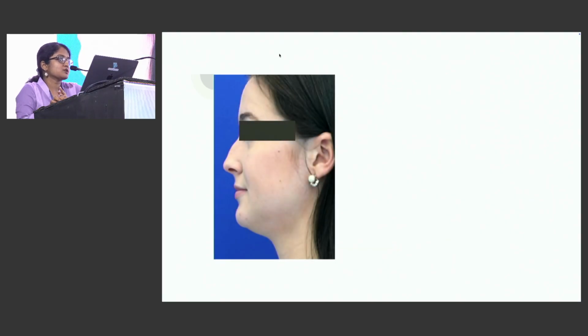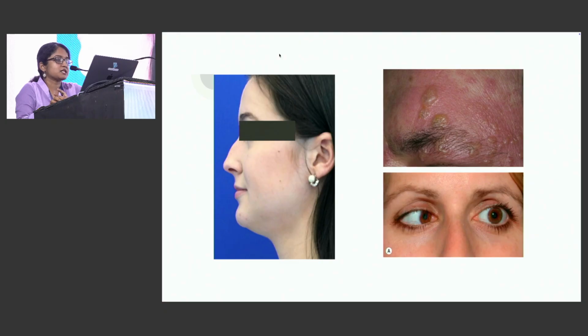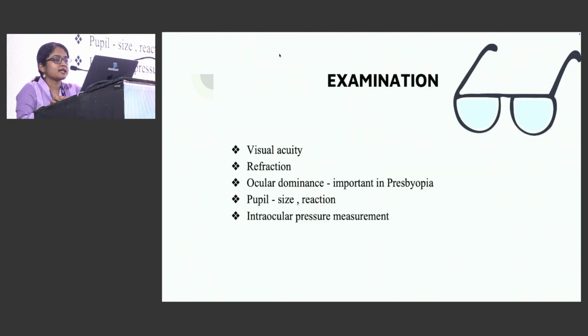Now, when the patient walks into the room itself, the patient should be evaluated whether the patient has any broad nasal bridge, any deformities in the face. These can affect docking procedures. Whether the patient has any active vesicles on the forehead, which can indicate herpes. Now, whether the patient has any squint. So the examination will include visual acuity, refraction, ocular dominance, pupil size, and IOP measurements.